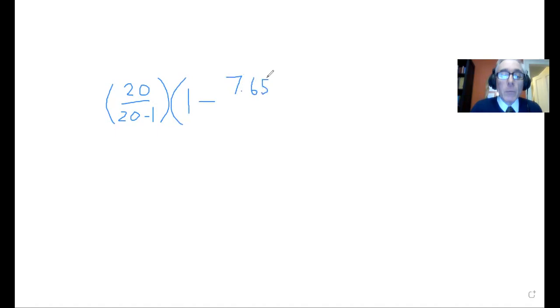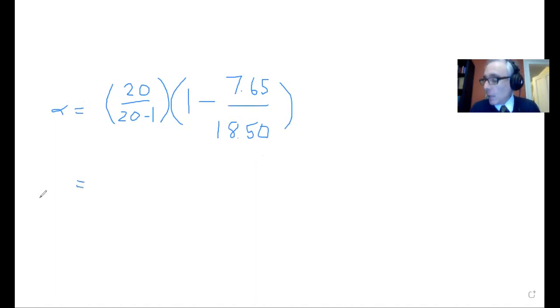7.65. Again, bear with my handwriting. Over 18.5. And we go like so. Okay, and we're trying to solve for alpha. So what does this equal?